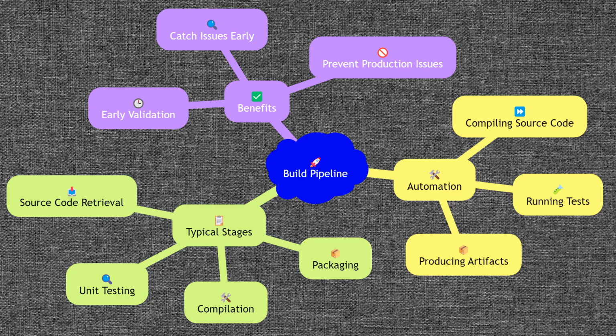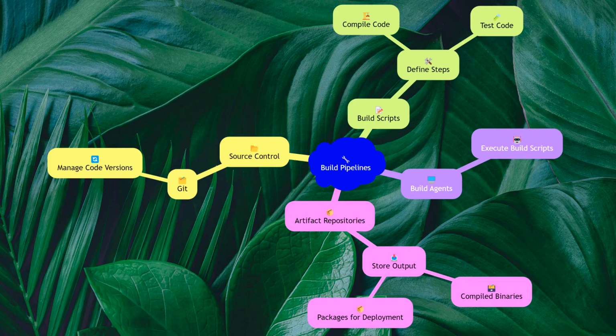A build pipeline automates the process of compiling source code into binary code, running tests, and producing artifacts that can be deployed. It typically includes stages such as source code retrieval, compilation, unit testing, and packaging. By automating these steps, build pipelines help ensure that code changes are validated early and often, catching issues before they reach production. Build pipelines consist of several key components: source control, build scripts, build agents, and artifact repositories.